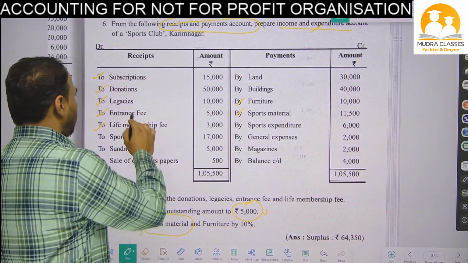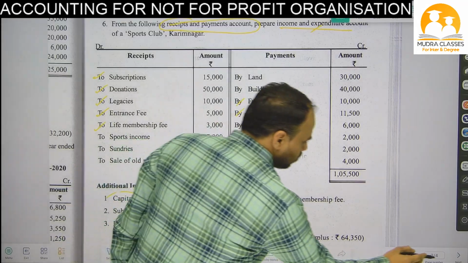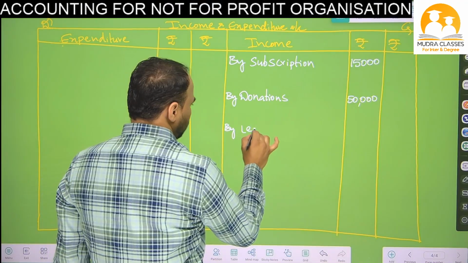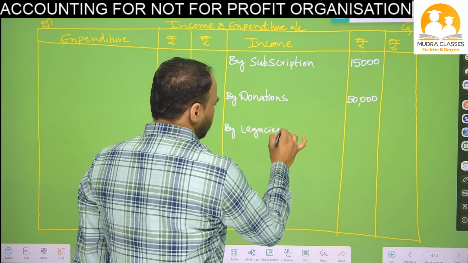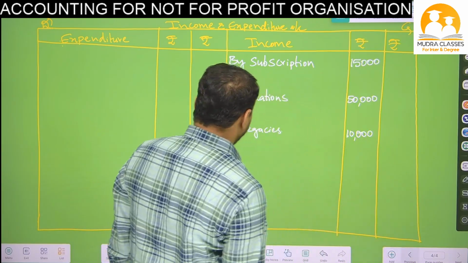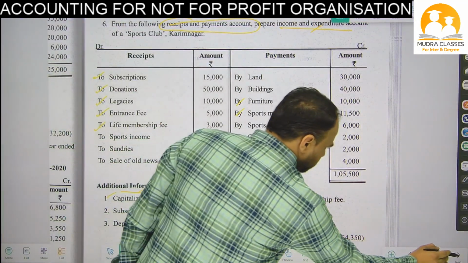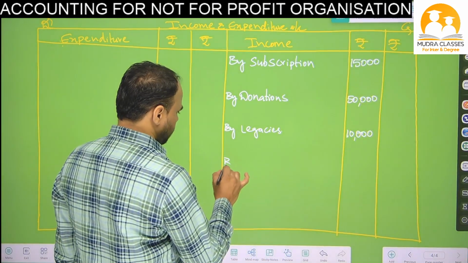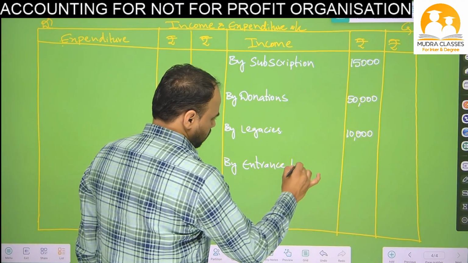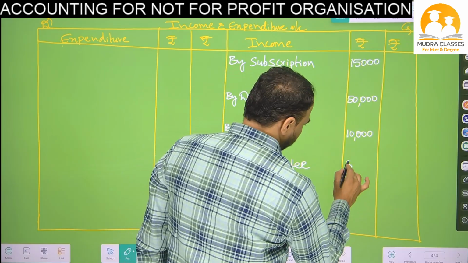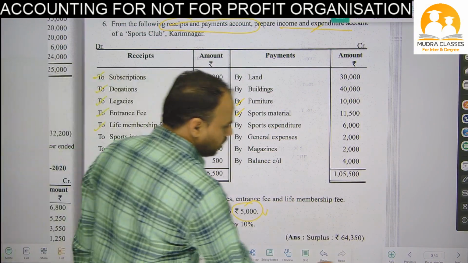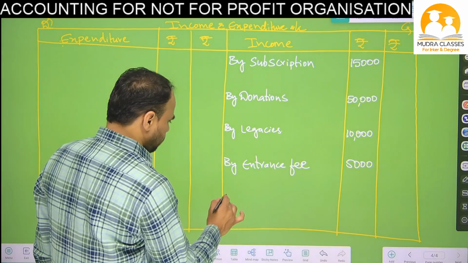See the next one. Next one given, legacies. Legacies, how much given? 10,000 rupees. Okay, so actually legacies will not come in the income and expenditure account, but here it is given in adjustment, that's why we are writing 10,000 rupees. Okay, next one, entrance fee given 5,000 rupees, write in the inner column. By entrance fee, 5,000 rupees. Next one, life membership fee given 3,000 rupees, so write in the inner column.